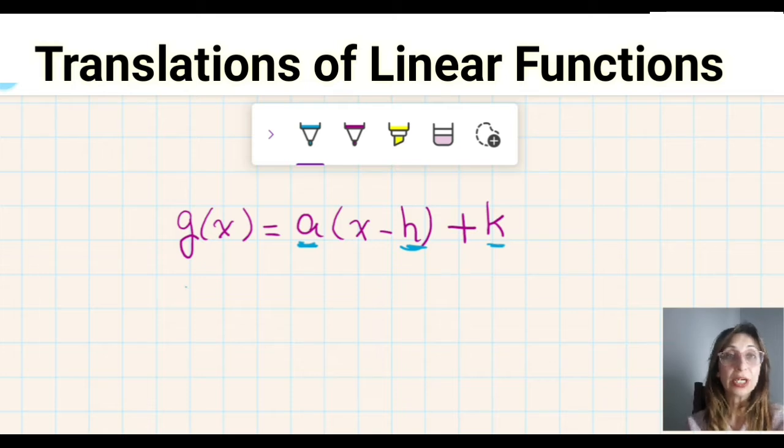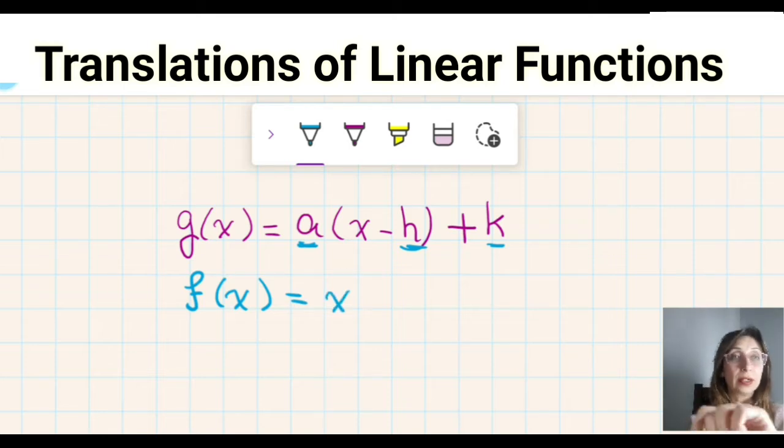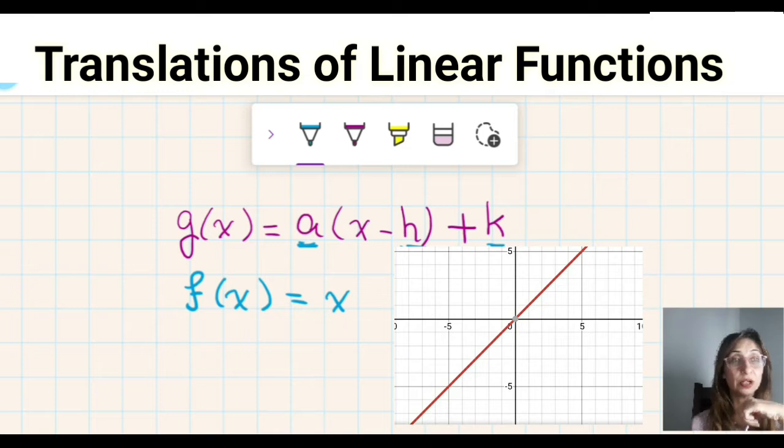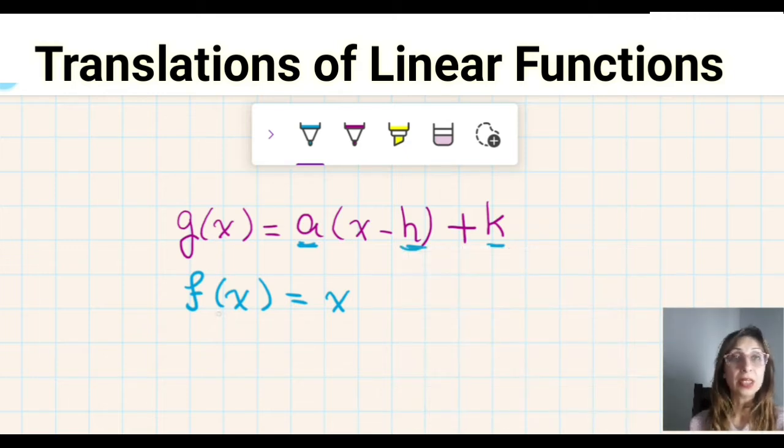We know that the parent linear function, f of x equals x, has a straight line where all the coordinates x and y are the same: (0, 0), (1, 1), (2, 2), (-1, -1), (-15, -15), and so on. So the line has all the coordinates of x equal to the coordinates of y, because f of x means y. So when y equals x, this means they are the same. But if we have some parameters that change this form, this is called transformation of the linear function.